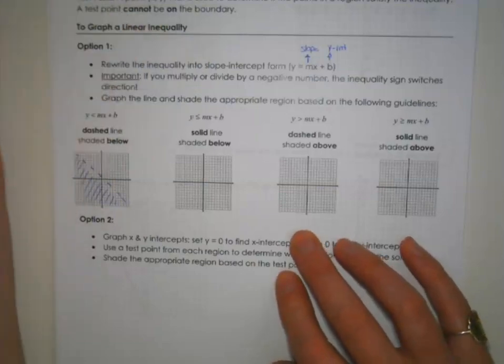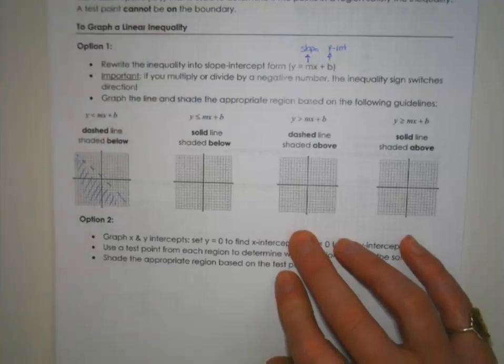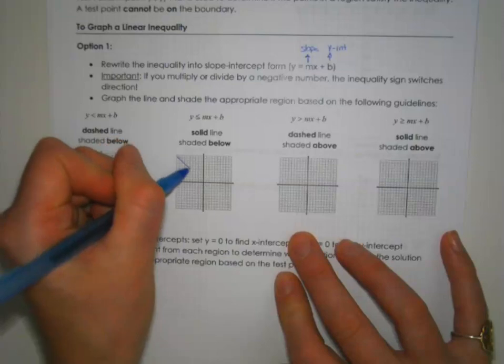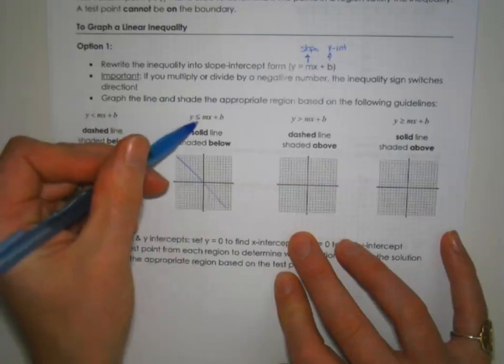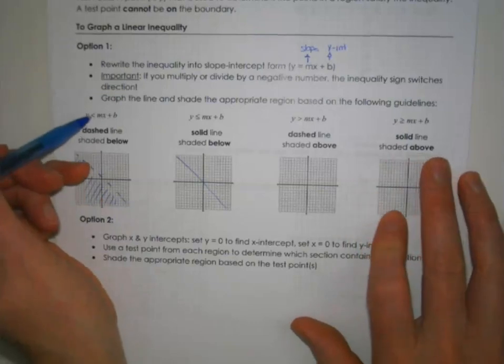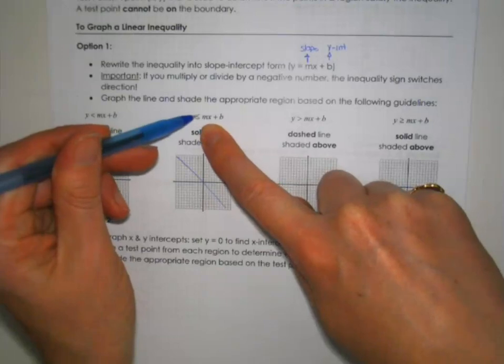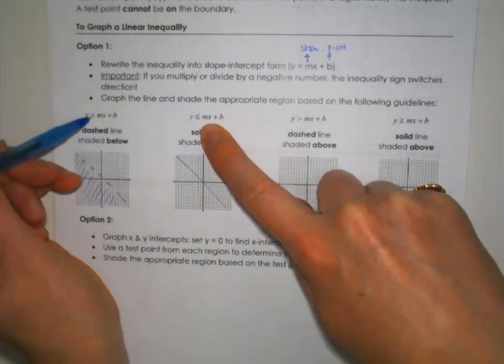So the next one is y is less than or equal to your equation for the line. In this case, your line is going to be a solid line because we have that less than or equal to. One of the ways that I always remember that is there are more lines in the less than or equal to than there are in just the less than.